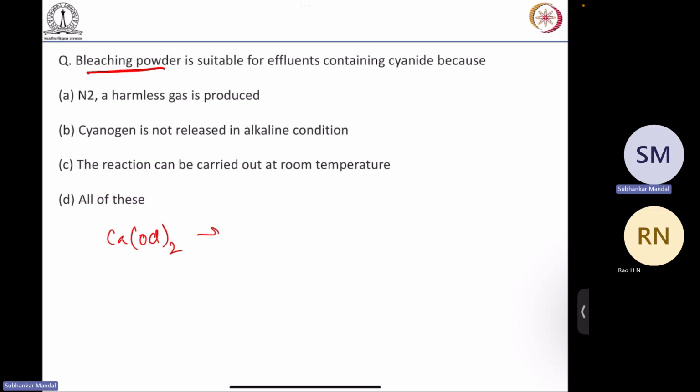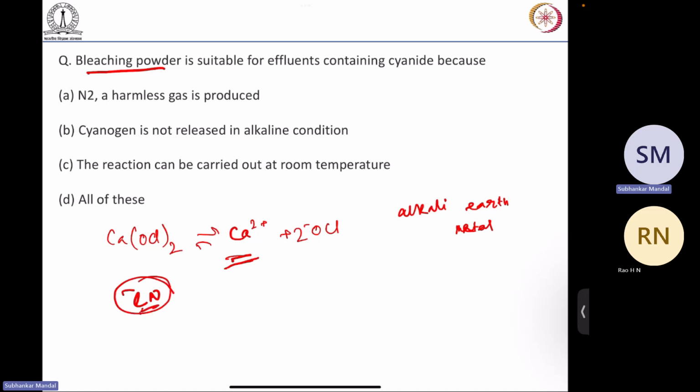You can write this one. If I dissociate, Ca2+ and OCl-. So this Ca2+ is there, no? If you know that calcium 2 plus is an alkaline earth metal, so N2 is a harmless gas that is produced. Because cyanide means CN-, so all these things.